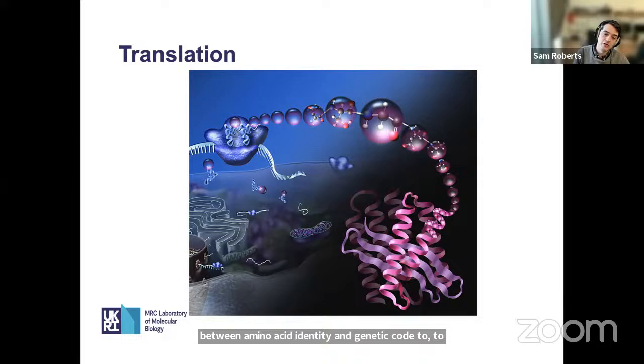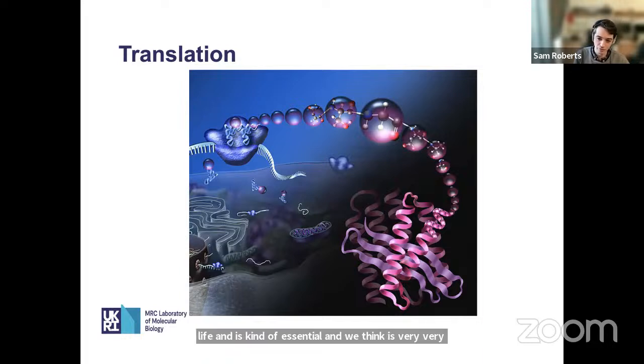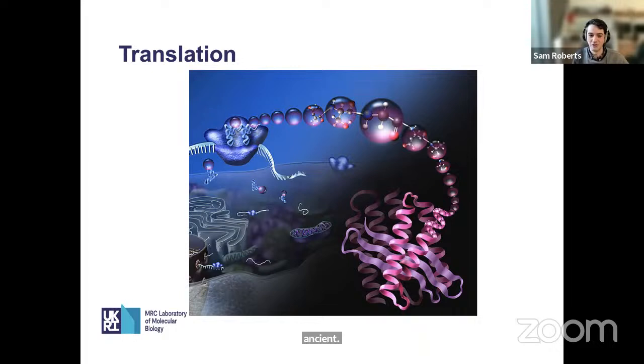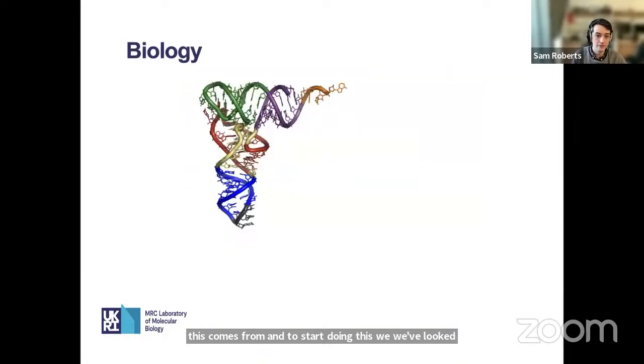And this mechanism, again, is universal to all of life and is essential, and we think is very, very ancient. And so we're interested in where this comes from. And this finally gets to the subject of my talk, RNA aminoacylation, because we want to understand where this comes from. And to start doing this, we've looked at tRNAs, and particularly aminoacylated tRNAs.